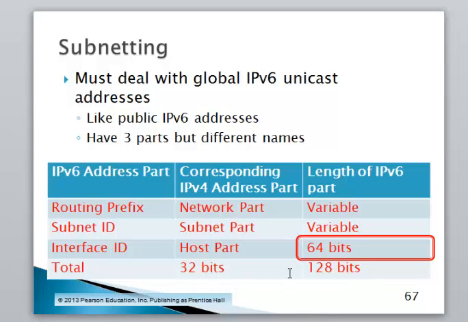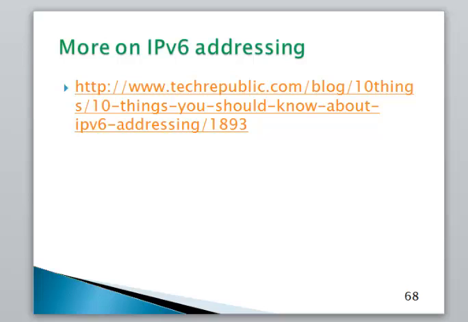So obviously, how many bits do you have for the routing prefix and the subnet ID combined? Well, 64. 128 minus 64 is 64. However, you can choose how much you're going to use for what we used to call the network part and what we used to call the subnet part. So it's just a little terminology, but the idea is still the same.